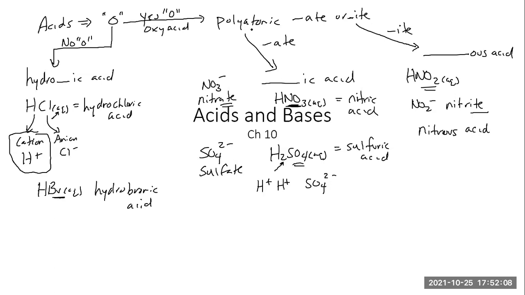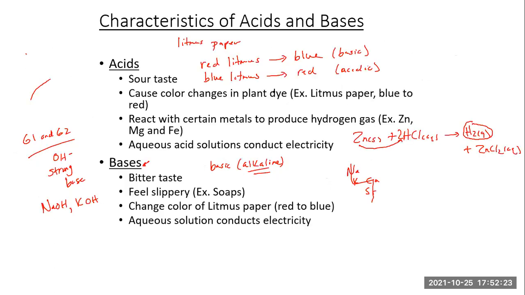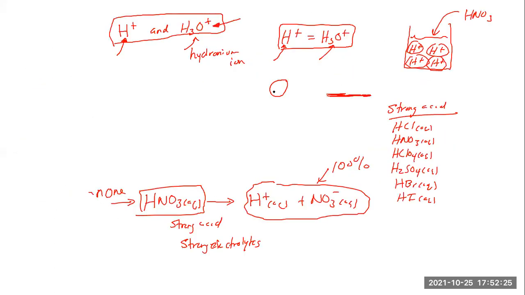And if it does have oxygen, it's based on the polyatomic ion, whether or not that ends in ate or ite. Any questions on the Cliff Note way of naming acids? That way, at least you could name the acid instead of that thing there, right?